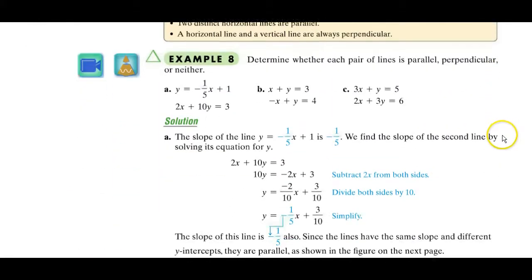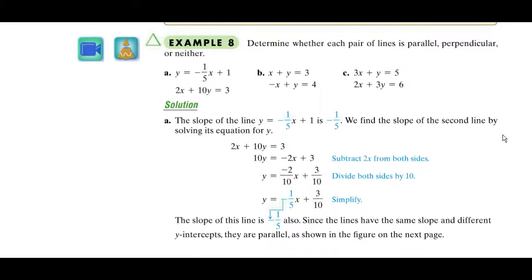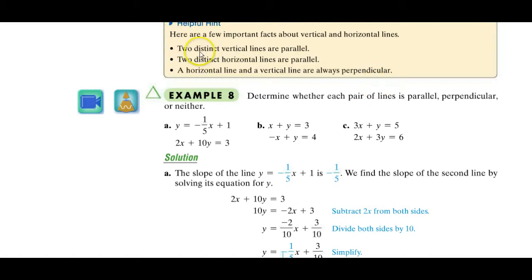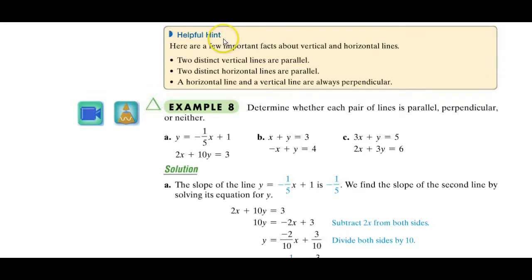Now, let's get to some examples here. Oh, let's look at this too a little bit. I see this here. Two distinct vertical lines are parallel. Two distinct horizontal lines are parallel. A horizontal line and a vertical line are always perpendicular. Just a little study aid here.